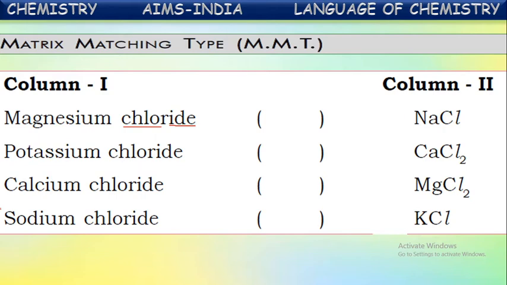Next one, potassium chloride. Where is it? Here. Next, calcium chloride. Where is it? Here. Sodium chloride. Where is it? Yeah, here. So, magnesium chloride formula is MgCl2. Potassium chloride formula is KCl, calcium chloride formula is CaCl2, and sodium chloride formula is NaCl.